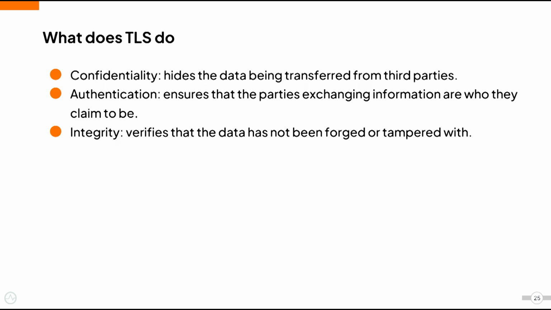So TLS is providing three main requirements. First, it's making sure that unwanted parties are not seeing the messages. It's making sure the two parties in the communication are who they claim to be. And it's making sure that messages are not altered or tampered with in the transmission.